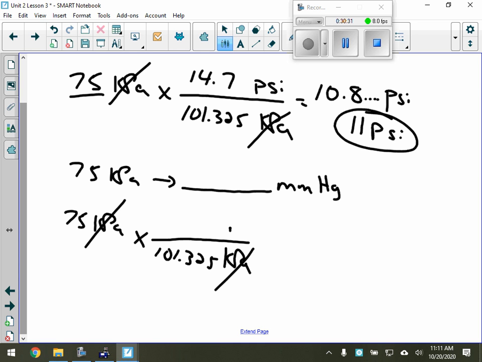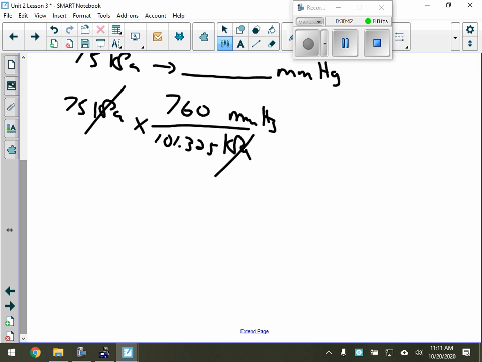The millimeters of mercury number is 760. Again, back of the periodic table. Let's look it up. So kPa and kPa cancel. When I do this, I think I get 562. Is that right? 562 millimeters of mercury, or 5.6 times 10 to the 2 millimeters of mercury. Two significant digits because we have only two in the question, yes? So that's something we need to be able to do.